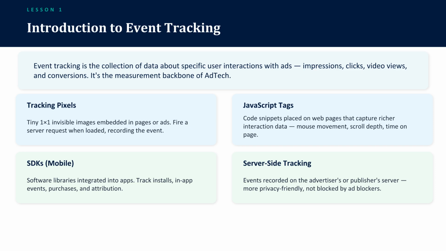JavaScript tags. These are code snippets placed on web pages that can capture much richer interaction data than a pixel. JavaScript can track mouse movements, scroll depth, time on page, what users hover over, form interactions. Google Tag Manager is the most common way publishers manage their JavaScript tags without requiring developer involvement every time.